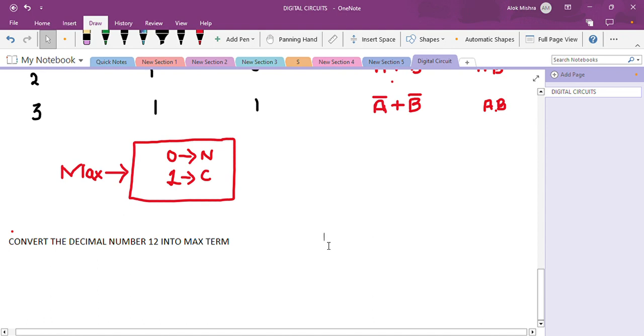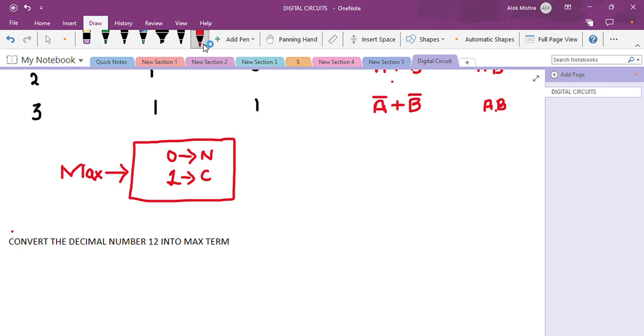Okay. So if you want to convert this 12 into max term, how are you going to convert? A bar plus B bar plus C plus D. Yeah, very good. A bar plus B bar plus C plus D. Okay, so if I'm giving you A bar plus B plus C bar plus D bar, then what's the final answer for that?